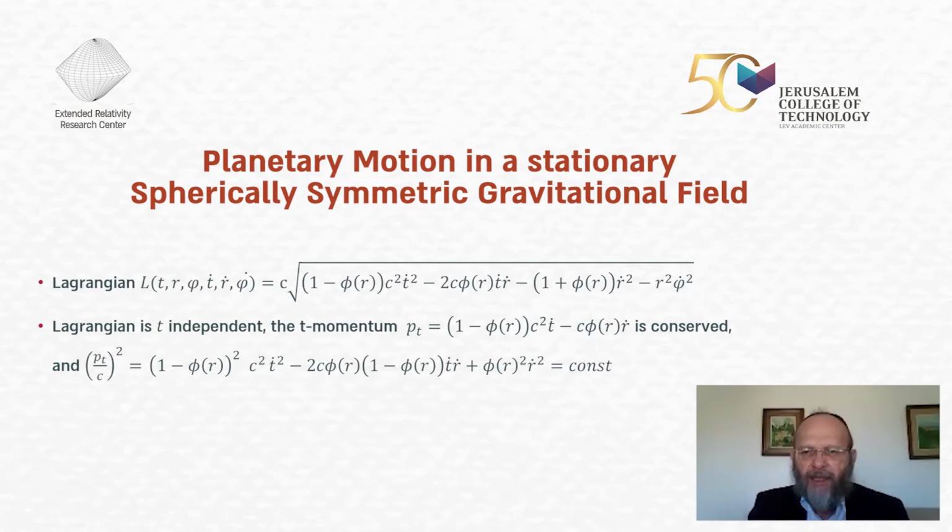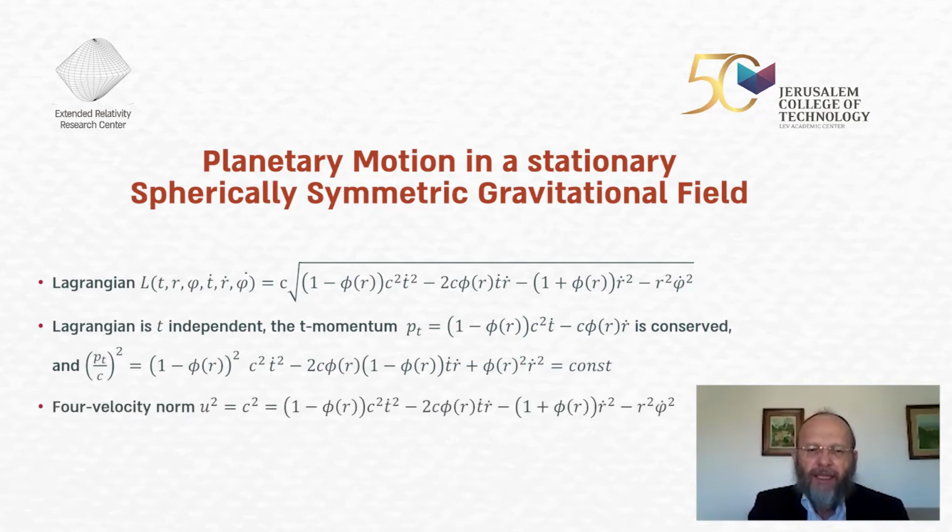Now we have c in both places. We divide by c, and I want to calculate the square of this. Regular square difference: the square of the first term, twice the product, and the last term. To simplify this expression, I'm using the four velocity.